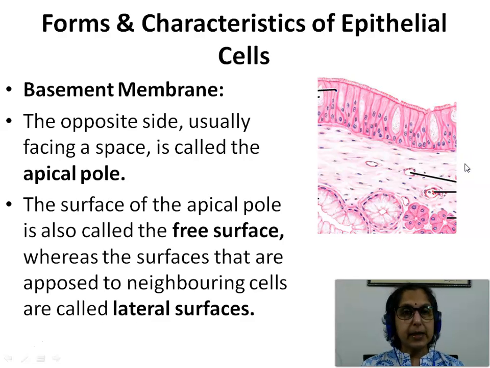The opposite side, usually facing a space, is called the apical pole. So this is the opposite surface. This would be the apical pole of these cells. And the surface of the apical pole is also called as the free surface because it is facing the exterior, or it is facing the lumen of a tubular structure. Whereas surfaces that are opposed to neighboring cells are called as lateral surfaces. So these surfaces here would be the lateral surfaces. So basal surface, apical or free surface, and these are the lateral surfaces.